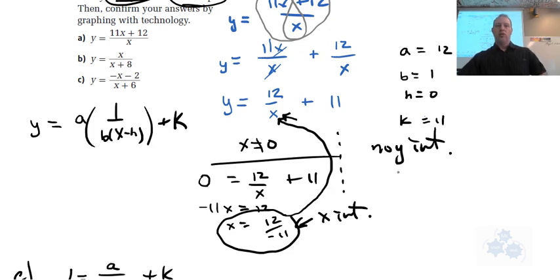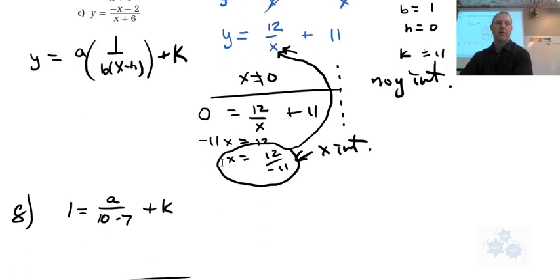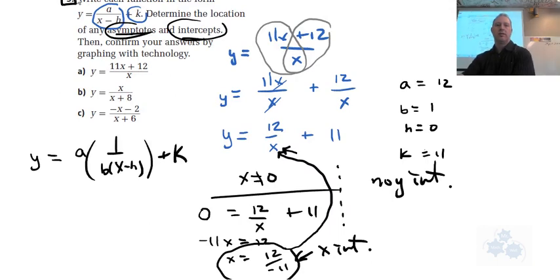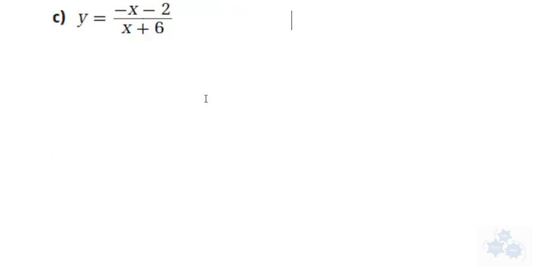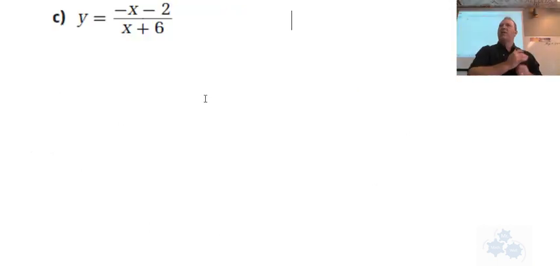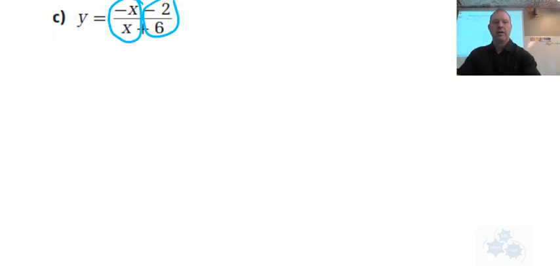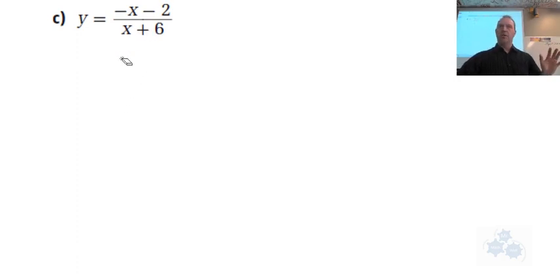All right, let's do C. So here's C. This one looks a little bit trickier because we can't just do this, can we? We can't go, hey, there's one and there's one. You can't split them up like that at all, right? So any ideas how we can split this up, or how we can factor this, or how we can rearrange this a little bit, or does anything pop out to you at first?